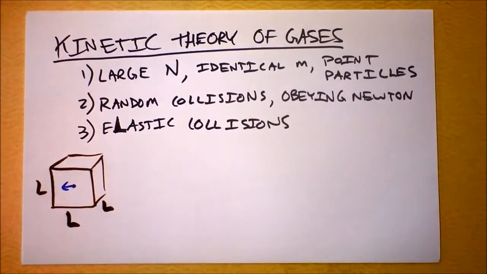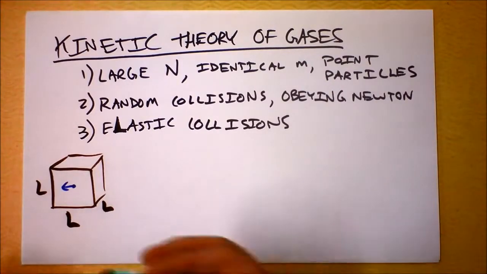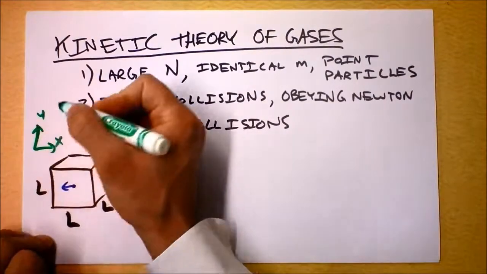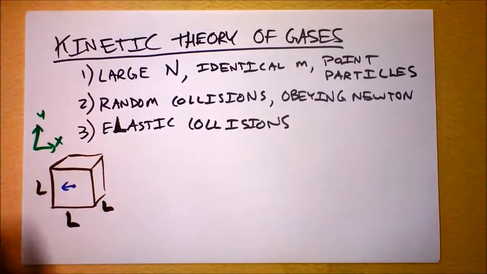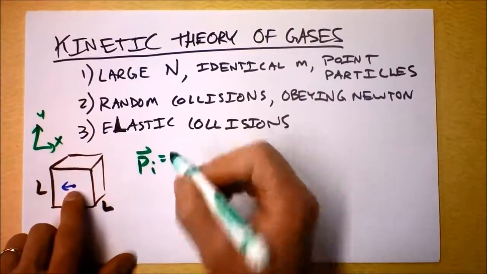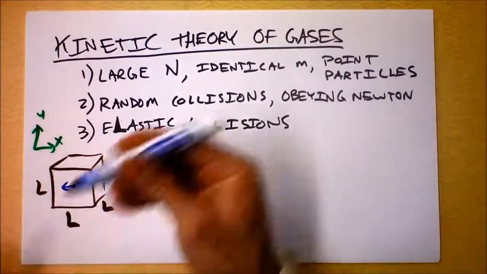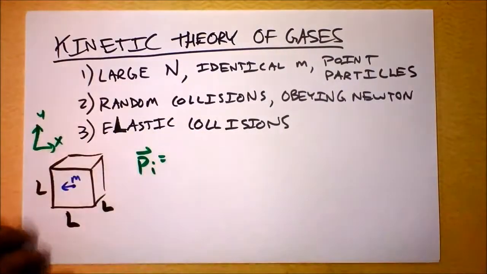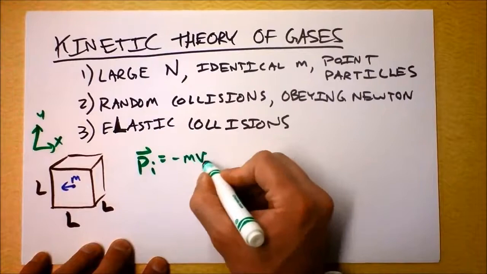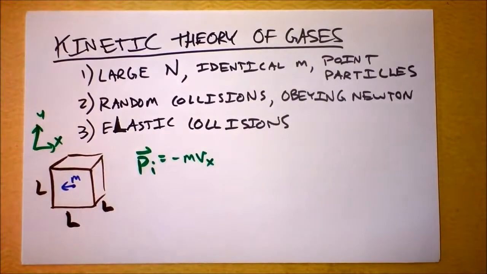And my dot has some momentum because it's moving to the left, right? Let's set up some coordinate system here. We're going to say that this is y and that's x. And I'm going to say that the initial momentum of my speck of matter, let's say that it's got a mass m, the initial momentum of that is going to be negative m times v in the x direction. I don't care how fast it's going.